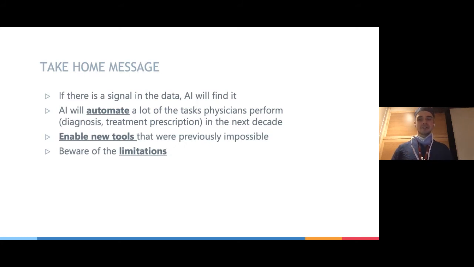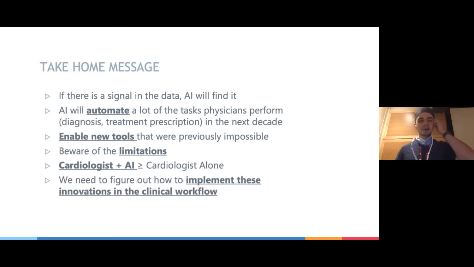It's not a solution for all issues. It won't replace physicians. It's highly dependent on the data it was trained on. If you train it on garbage data, garbage in, garbage out, like we say. I think the cardiologist who leverages AI tools is going to be more efficient, or maybe provide better care, than cardiologists alone in the future. At least that's a subjective bias I have. And we need to figure out how to implement these innovations in the clinical workflow.